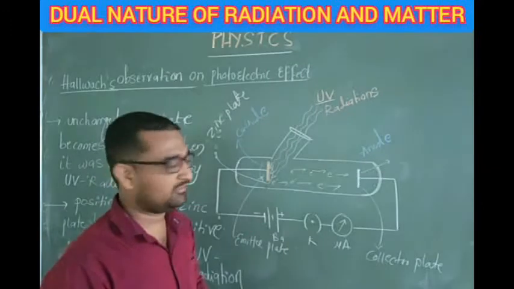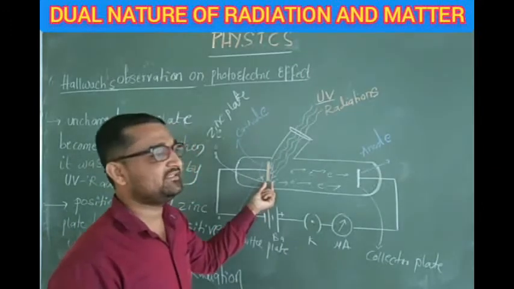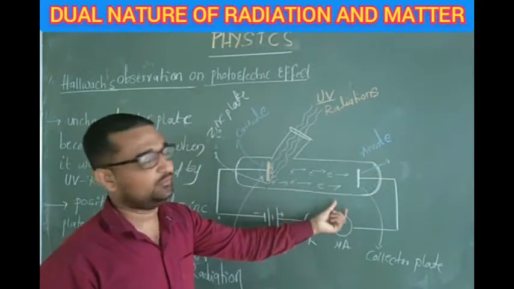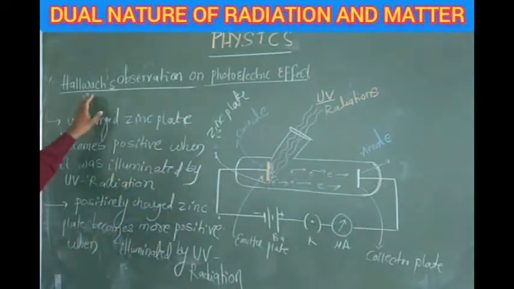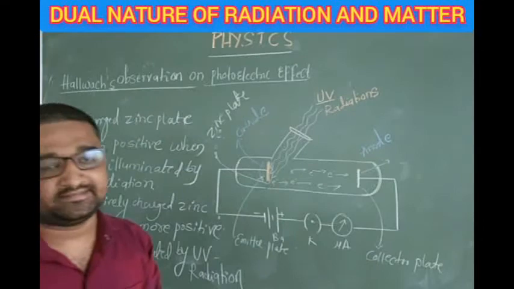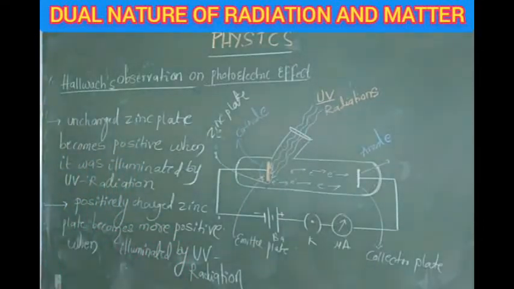This is how we confirm it. How? If a neutral plate becomes positive, it means electrons are removed when UV radiations are incident on it. So this is the Hallwachs observation on the photoelectric effect. These are the two, Lenard and Hallwachs, observations on photoelectric effect. This is a very, very important point.